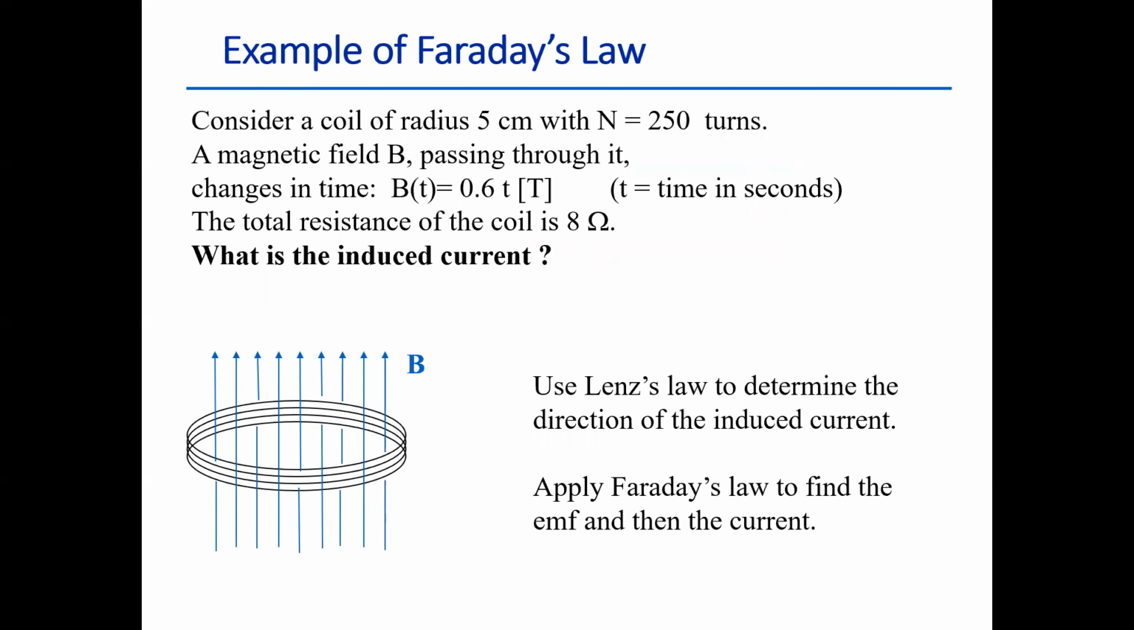We can have a numerical example of Faraday's law. Consider a coil of radius 5 centimeter with 250 turns, with a magnetic field B passing through it, and it has a time-varying magnetic field with fixed resistance. The direction of the induced current can be very easily determined with Lenz's law, and Faraday's law can be used to calculate the EMF and then the current.